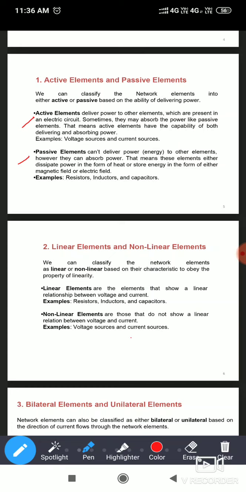Okay. So second point, linear elements and non-linear elements. What do you mean by linear elements? Linear elements are the elements which show a linear relationship between voltage and current. Examples: resistors, inductors, capacitors. Okay. So why are these elements called linear elements?